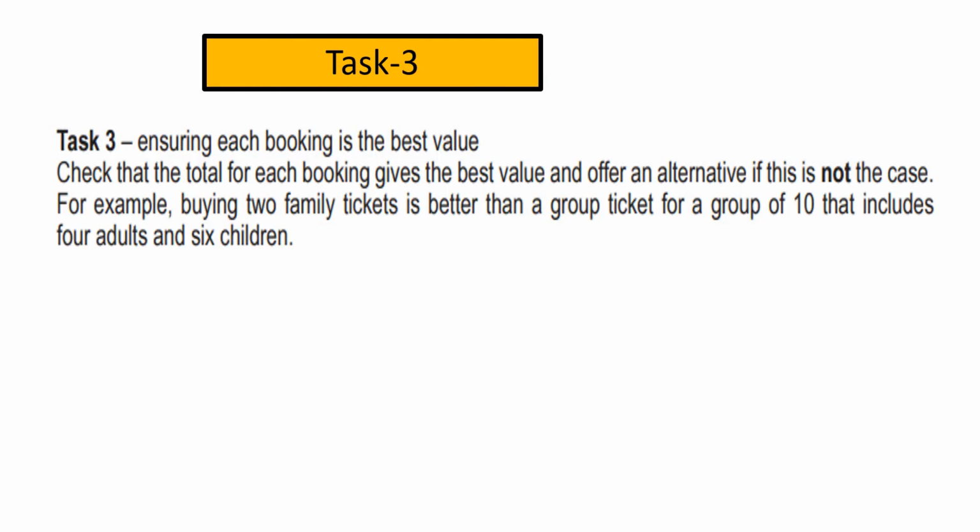Task 3. Ensure each booking is the best value. Check that the total for each booking gives the best value and offer an alternative if this is not the case. For example, buying 2 family tickets is better than a group ticket for a group of 10 that includes 4 adults and 6 children.